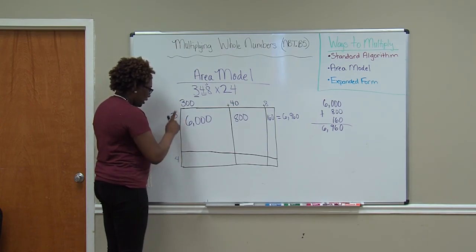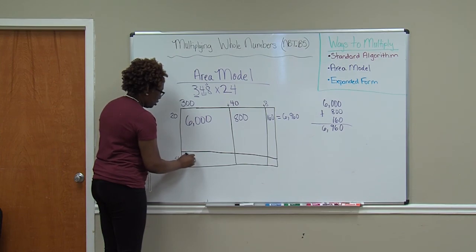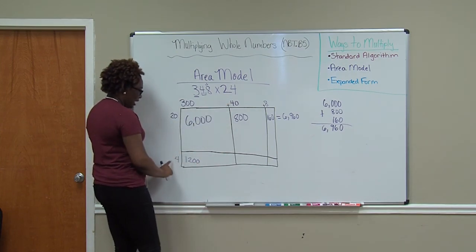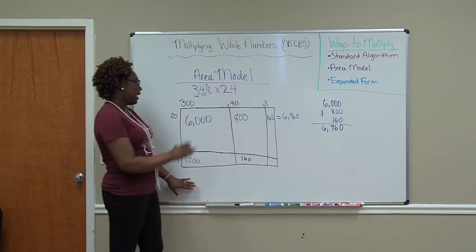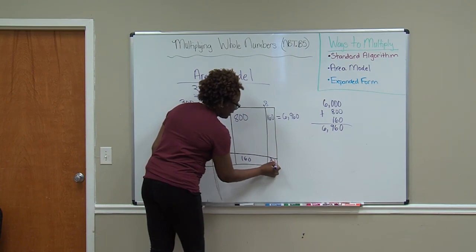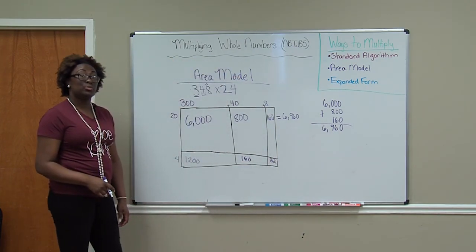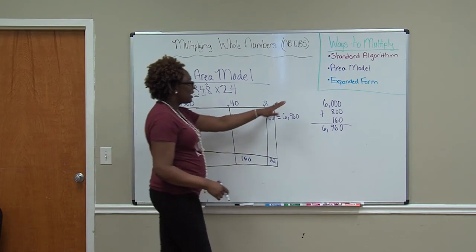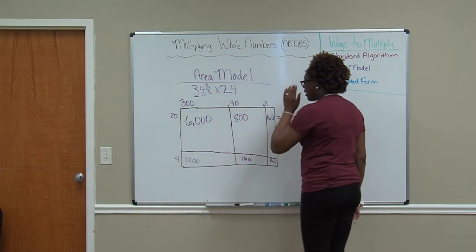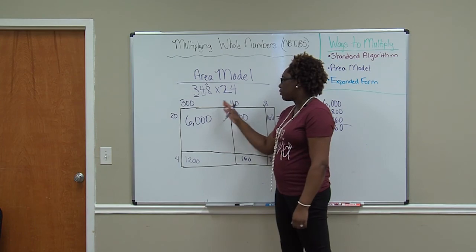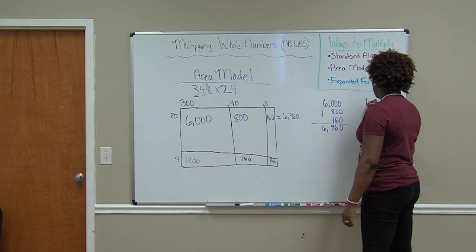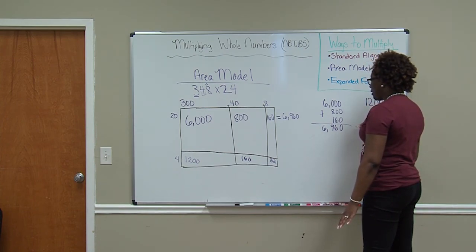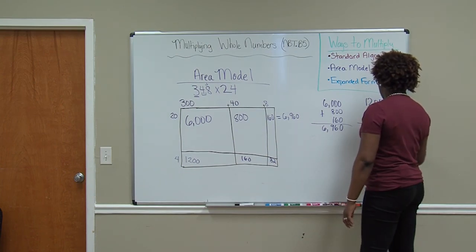300 times 4 gives us 1,200. 40 times 4 gives us 160. And then 8 times 4 gives us, basic fact, yes sir and ma'am, 32. What am I going to do here, Mrs. Singleton? Same thing I did when I multiplied 300, 40, and 8 by 20. I'm going to come over here to the side and write it out clearly and make sure I line everything up, because I want to make sure that everything is in its place, all right?